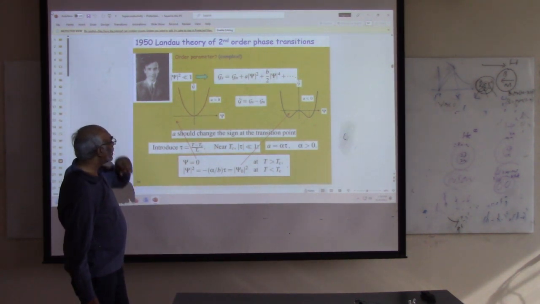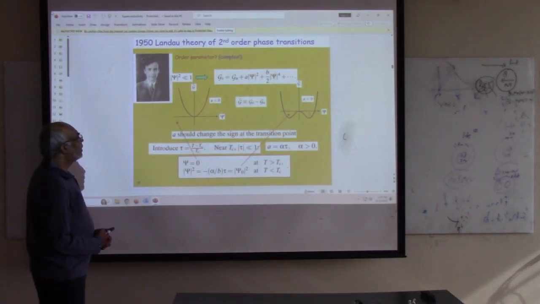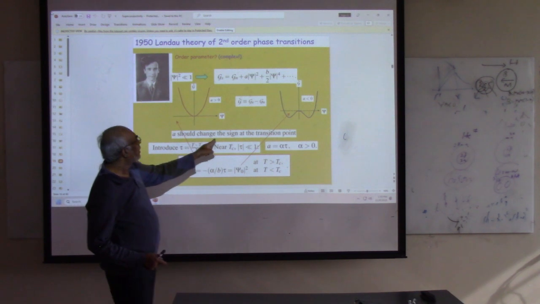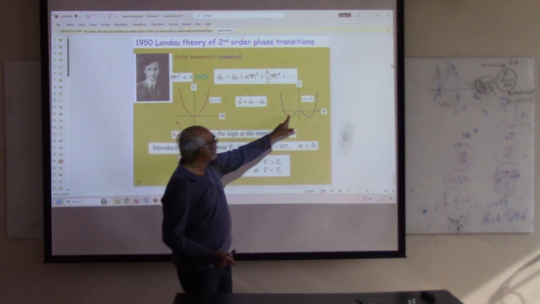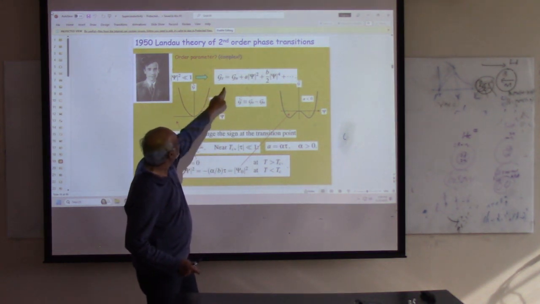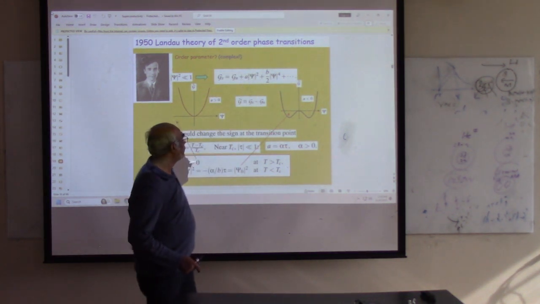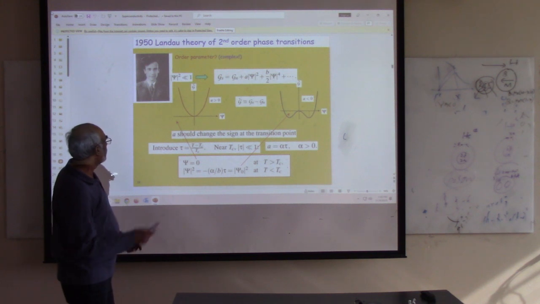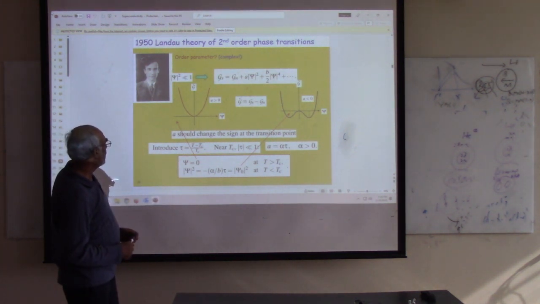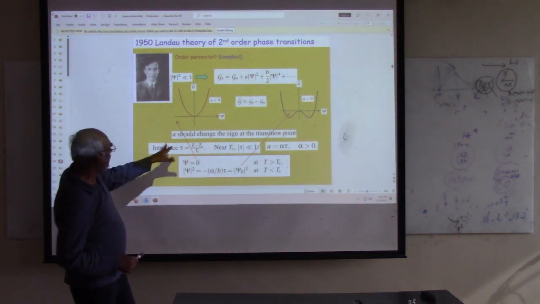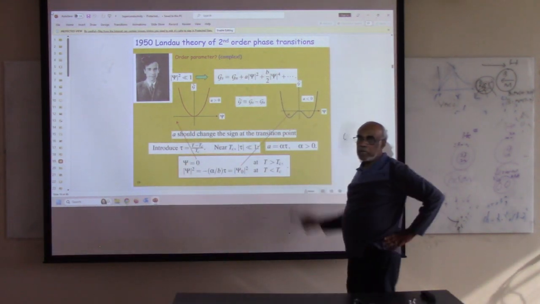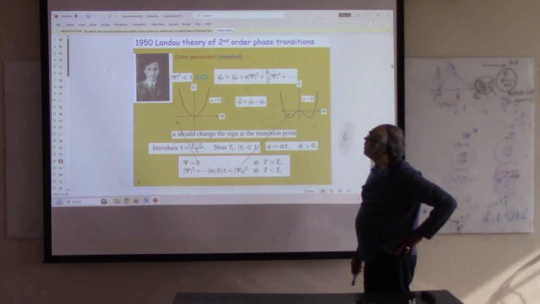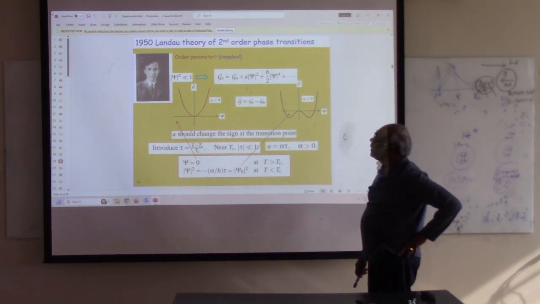Because that A, the transition point depends on the sign of this A function. So we'll get back to this theory in the next class. Right now I just want to show how Landau initially introduced his theory.